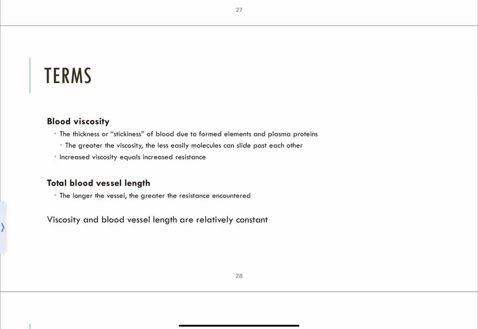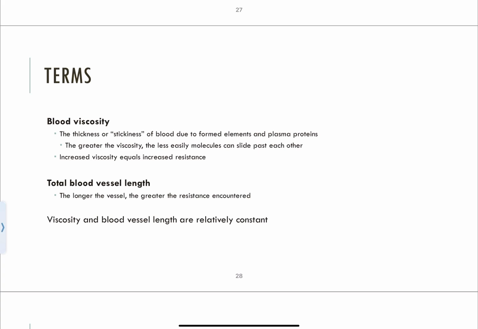If we're talking about blood viscosity, we're talking about the thickness or the stickiness of the fluid. The greater the viscosity of a fluid, the less easily those molecules can slide past each other, and the more difficult it is to get and keep the fluid moving. Think of something like sludge or a milkshake, which your textbook likes to use. Blood would have a higher viscosity than, say, water.